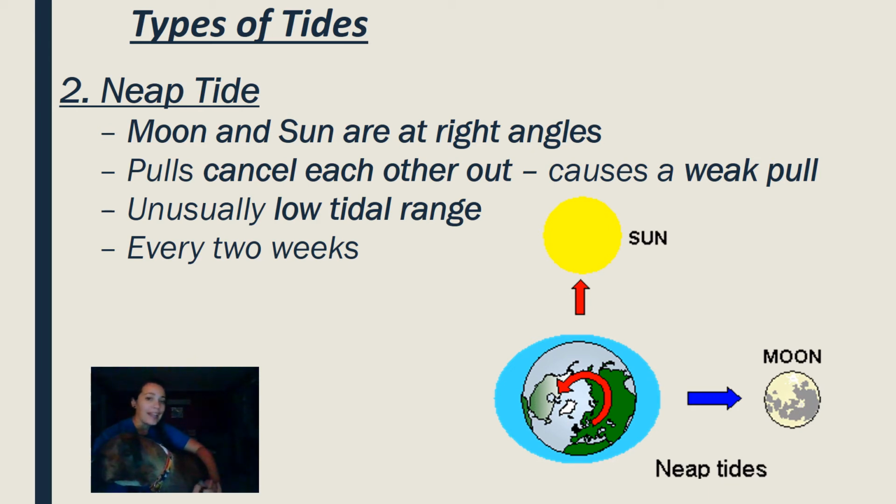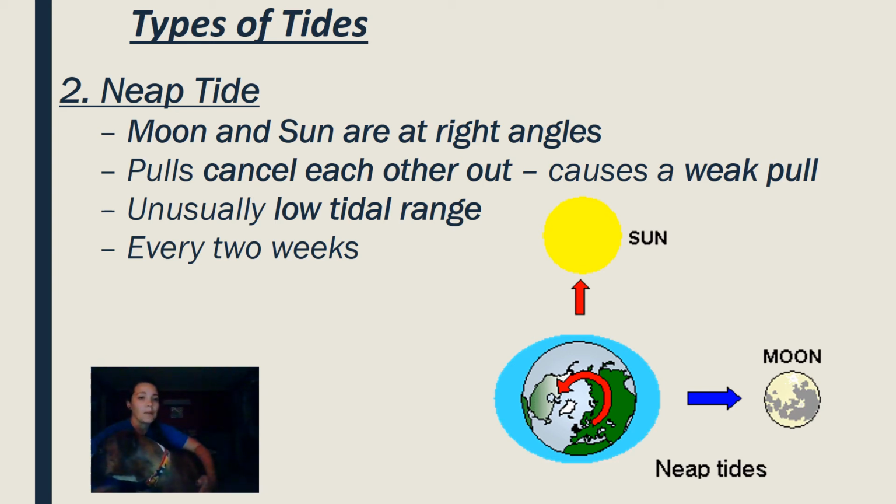Because they are pulling in opposite directions, they cancel each other out. All right, this causes a weak pull on the water on Earth, and this is when the low tidal range occurs. And tidal range is the difference between the high tide and the low tide.